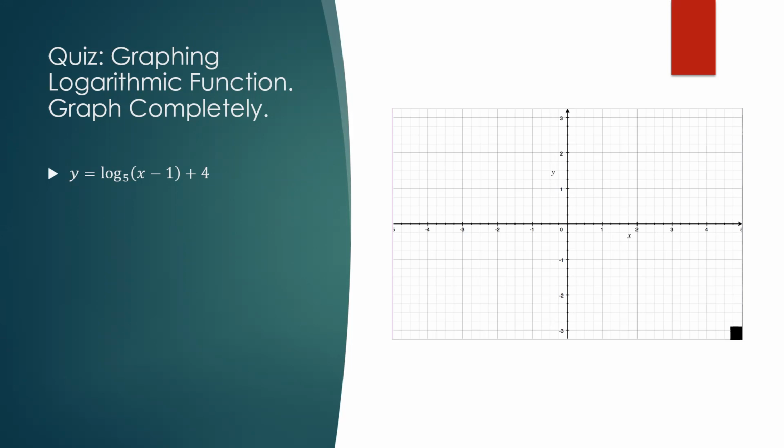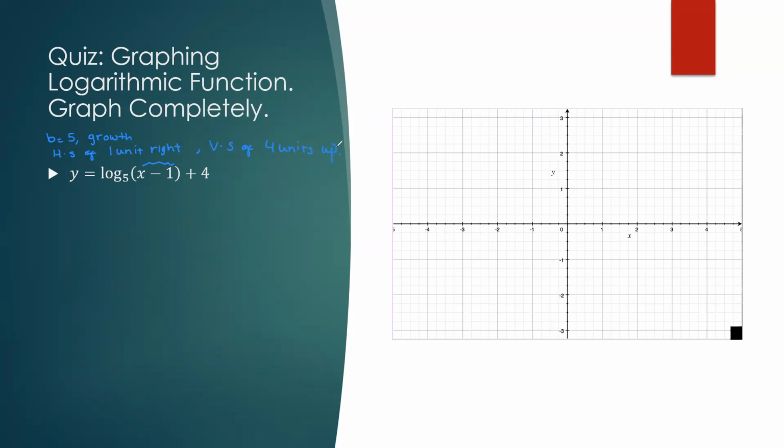So I'm going to write down everything we know about this graph. Let's use blue. So what do we know about this graph? The base is 5, so we know it's definitely a growth. What else do we know? We know that x minus 1 is a horizontal shift of positive 1 unit to the right. And we also know that plus 4 is a vertical shift of 4 units up.